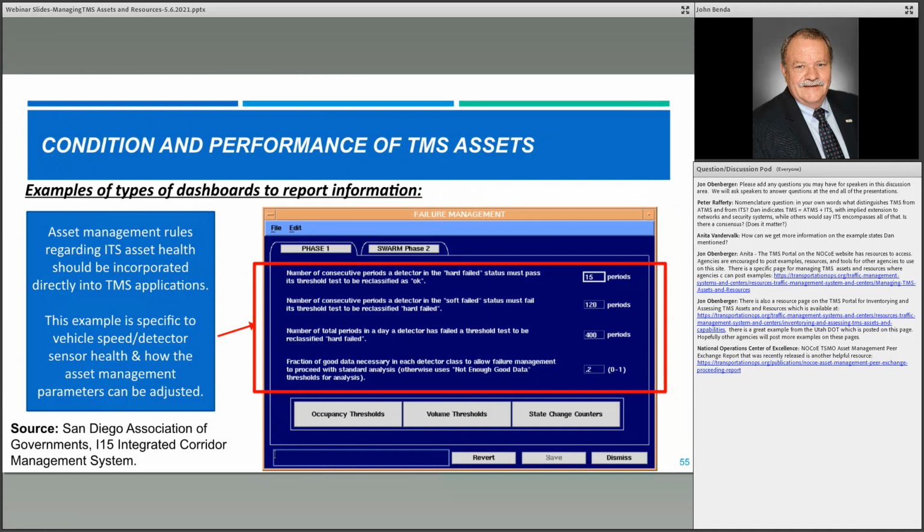And this is another dashboard example, again relating to the I-15 Integrated Corridor Management System, that shows where you can actually set or adjust or modify the parameters regarding how something is either queried or used or its importance. So just another example of reporting. And there's multiple examples out there.